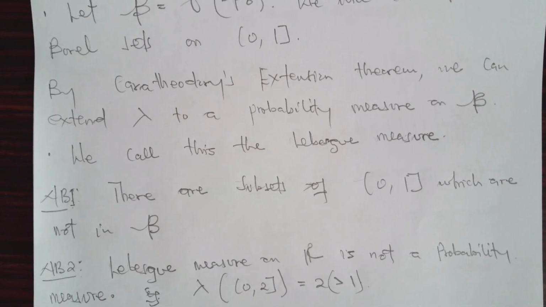Second thing to note: the Lebesgue measure on R is not a probability measure. For the Lebesgue measure lambda to be a probability measure, the measure of the whole space should be 1. So if you consider a space from 0 to 2 and take the Lebesgue measure on it, note that the Lebesgue measure on an interval is the difference between its endpoints. So that is 2 minus 0, which gives you 2, which is greater than 1. So we don't define the Lebesgue measure on R as a probability measure. But the Lebesgue measure on the unit interval is a probability measure.